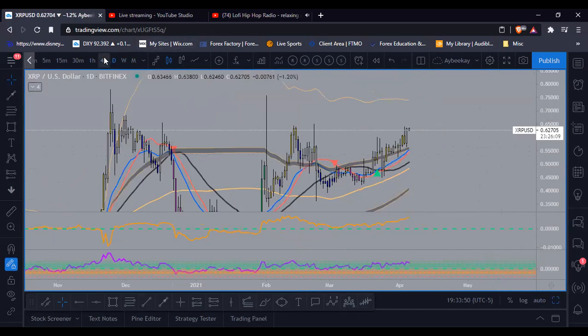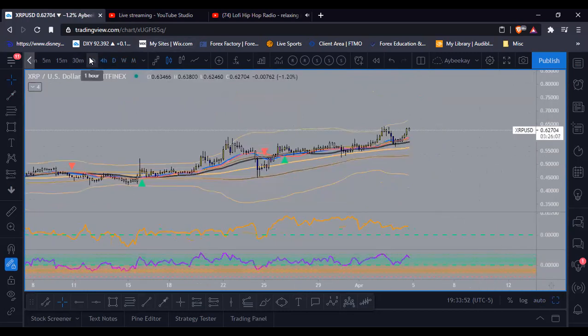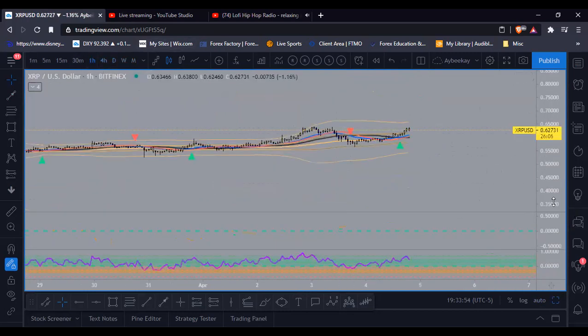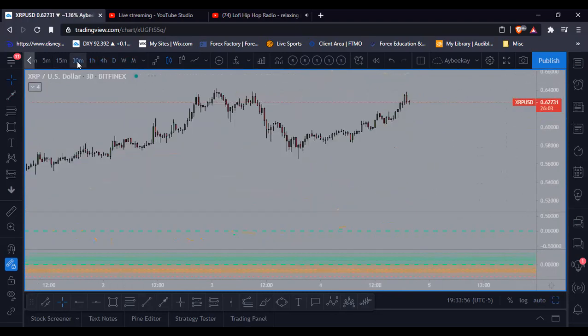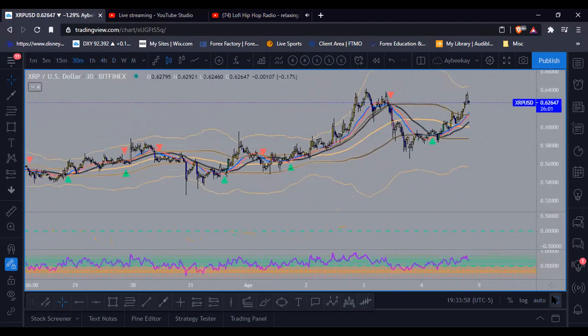Daily time frame calling for buys. I know the weekly's calling for buys. 4 hours calling for buys. 1 hour's calling for buys. That buy stop, that's what I'm waiting for.